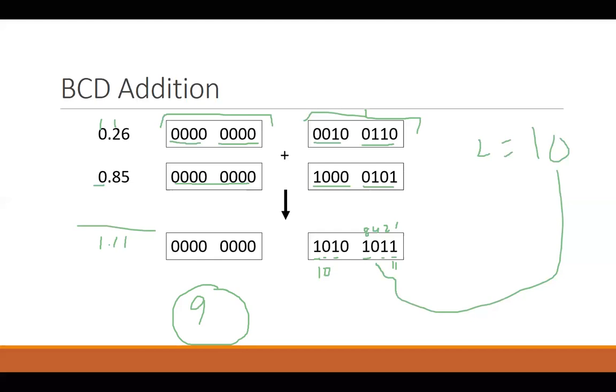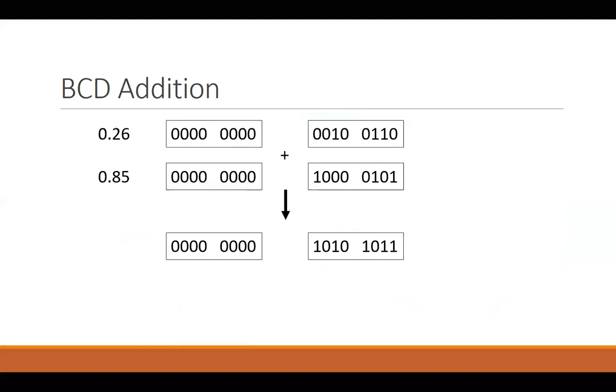Now, this coding scheme has a solution for this as well. Whenever you have something which is greater than 9 as a result of an addition, that means an error has occurred. And if the error has occurred, we have a mechanism to correct that. Let's see how we can do this.